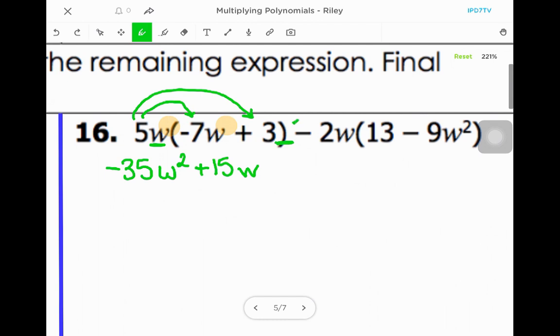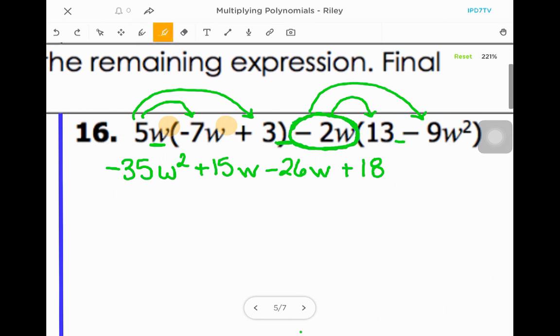My next one, we have to be careful when we see this. It is a -2 times w. If you forget to see this negative, you're going to make an error. So -2 times 13 is a -26. There's no variables, so I can just bring down the w. And a -9 times a -2, well, that's a +18. Two negatives when multiplying get you a positive.